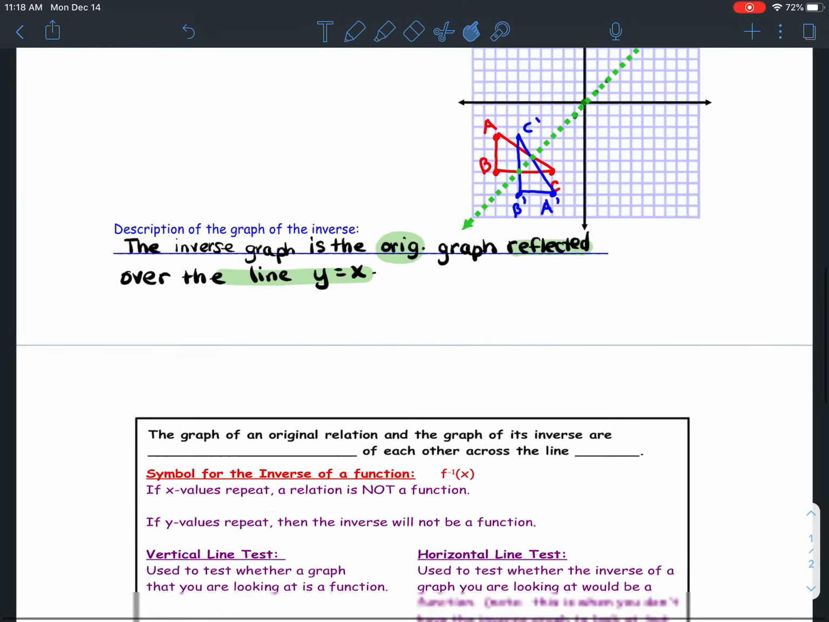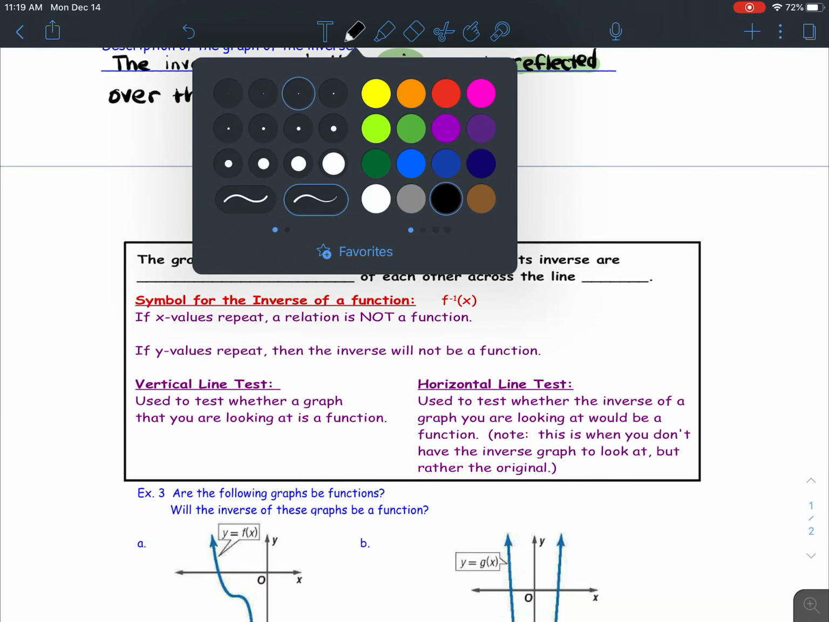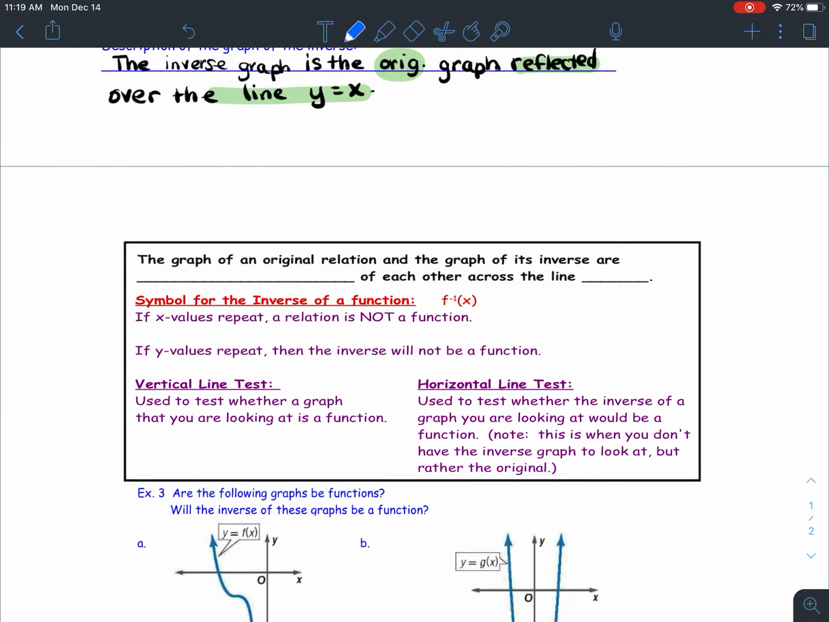Okay. All right, so on the next page here, we're going to fill in just a couple blanks. It says the graph of an original relation and the graph of its inverse, which is what we just filled in earlier here, are reflections of each other. Very important. They are reflections of each other across the line y equals x. Okay, across the line y equals x. And we call that line y equals x the identity function. Okay, that is the identity function.